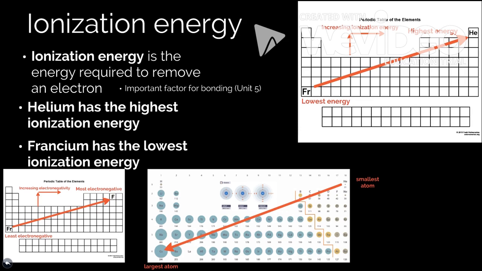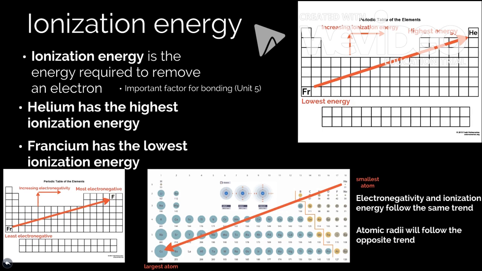Now notice something interesting, that this graphic here for electronegativity and my graphic for ionization energy follow the same pattern. It's the same trend. And so this makes it a little bit easier on us that two of these properties follow the same trend, where anytime you're moving towards the top right side of the periodic table, you're increasing the electronegativity, and you're also increasing the ionization energy. And then the atomic radii, the size of atoms, will follow the opposite trend, where as we move towards the bottom left, we're increasing the atomic size.